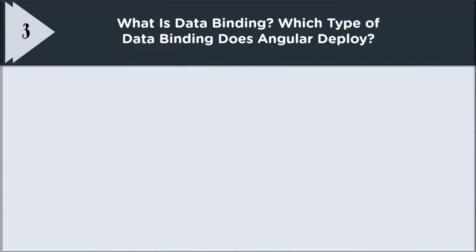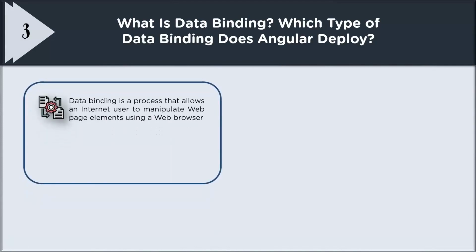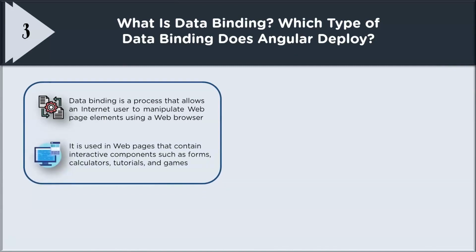Moving on to our third question. What exactly is data binding and which type of data binding does Angular deploy? Now, data binding is a phenomenon that allows any internet user to manipulate web page elements. Now, it generally uses dynamic HTML and does not require any complex scripting or programming. We use data binding in pages that contain interactive components such as forms, calculators, tutorials, and games. Data binding makes incremental display of a web page more convenient.